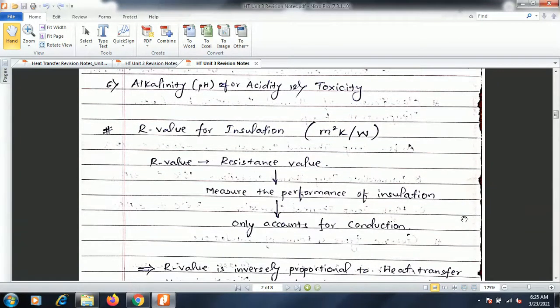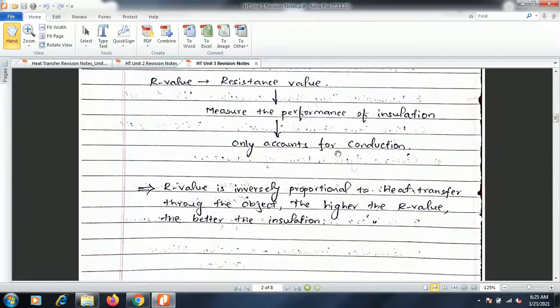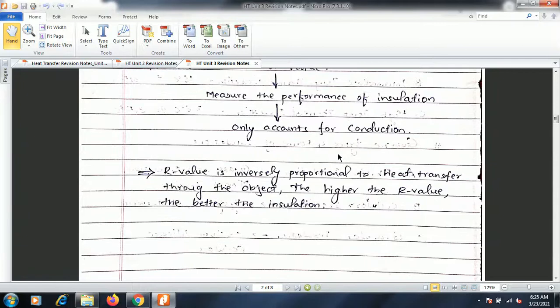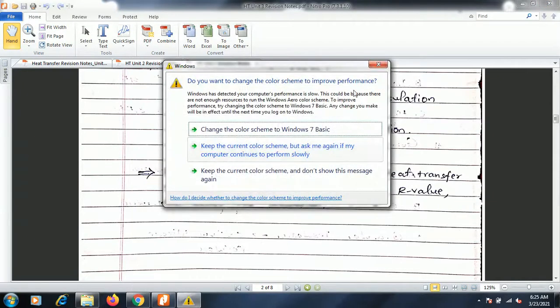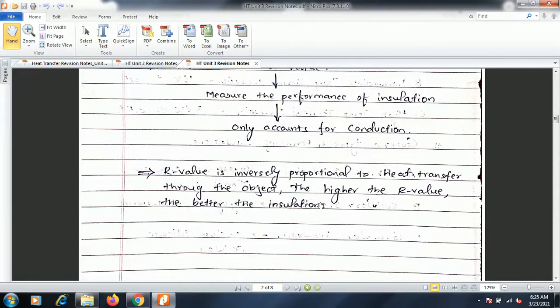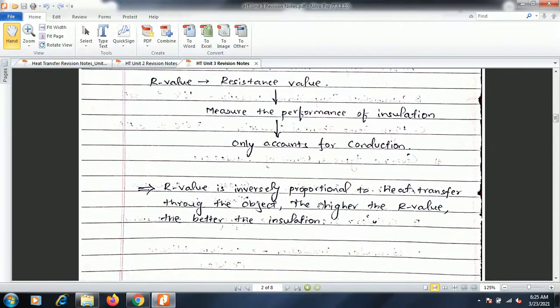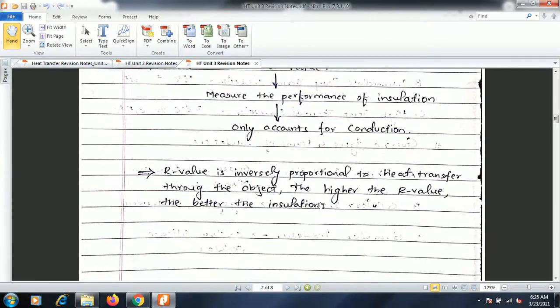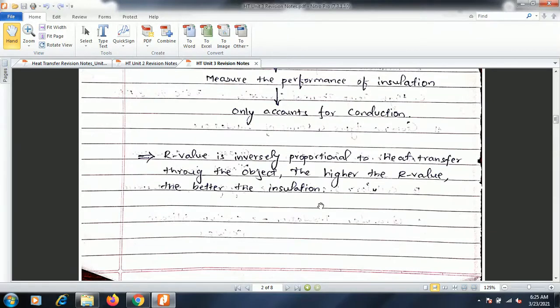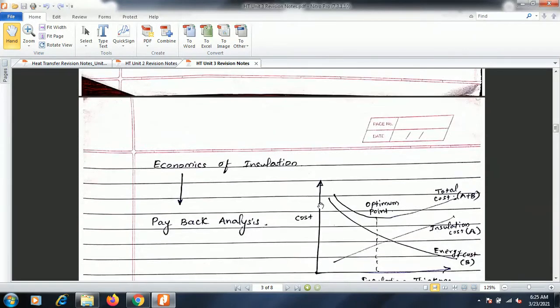To classify this insulation, it is classified depending upon the R value. What do you mean by R value? It is the resistance value of the insulation. Its unit is meter square Kelvin per watt. It measures the performance of an insulation, and it only accounts for conduction. The R value is inversely proportional to the heat transfer through the object, and the higher the R value, the better the insulation. So the R value should be as high as possible, so it is going to provide insulation to the wall.